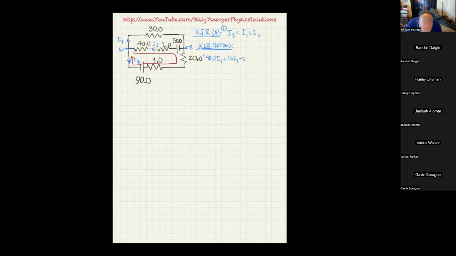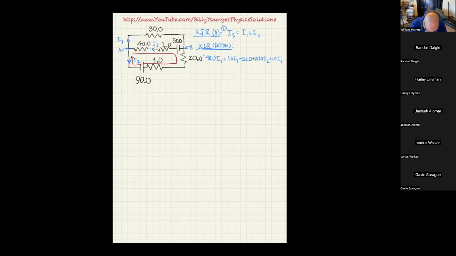So this will be a minus 50.0. And now I've got to point B and I'm going down. This time I'm also going against the current because I2, you can see, goes basically counterclockwise around that bottom circle. So going opposite direction of the current, I've got again a voltage increase, which is going to be plus 20.0 I2. And then I've got a plus 1.0 I2. And then finally, I get to the 90 volt battery.